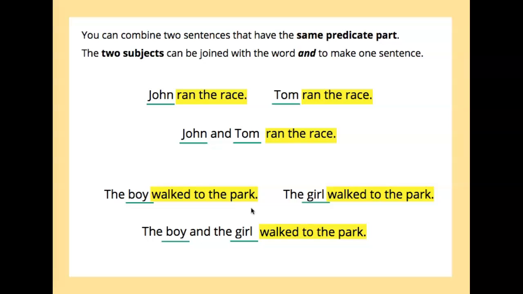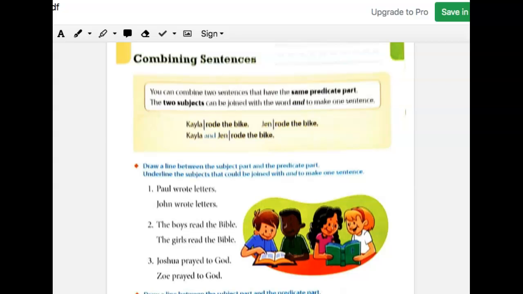Let's go to our work text, page 287. Page 287, combining sentences. We learned that you can combine two sentences that have the same predicate part, and the two subjects can be joined with the word and to make one sentence. So here we have two sentences. Kayla rode the bike. Jen rode the bike. Can we combine the two sentences? Yes, we can. Here we have the combined sentence, Kayla and Jen rode the bike.